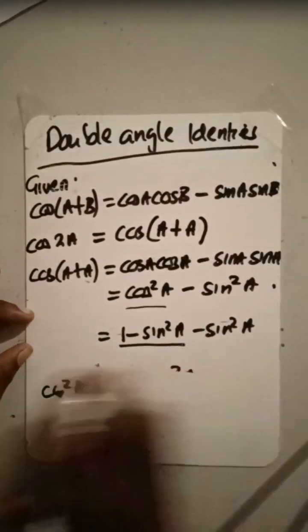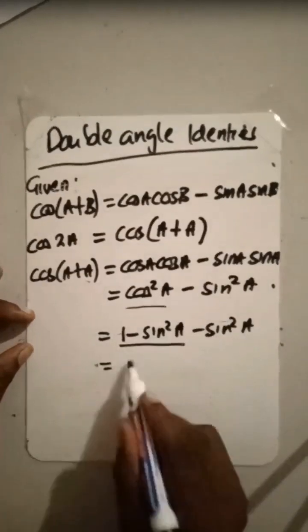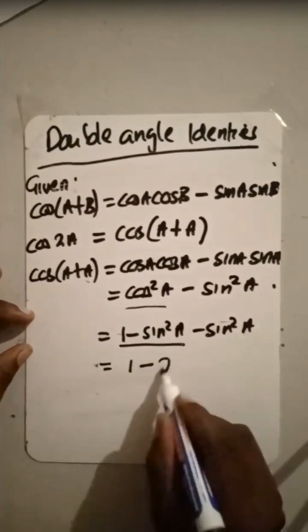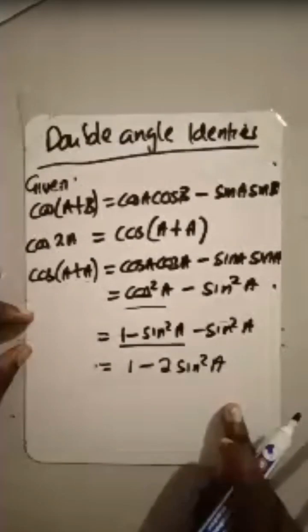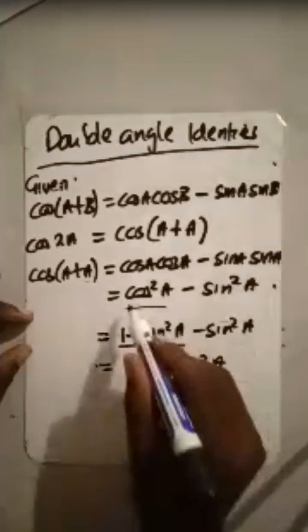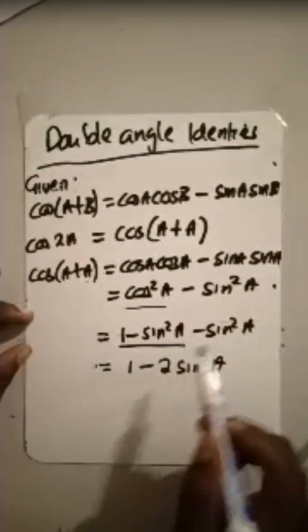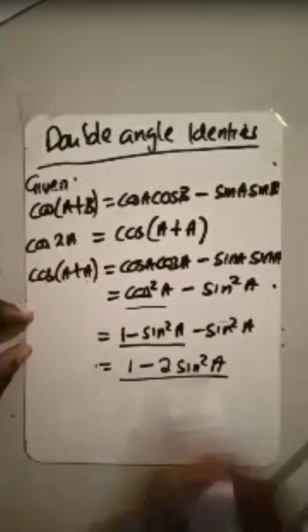Okay? So from there, like terms. So 1 minus, remember this is minus, so it's going to be minus 2 sin squared A. That is where we get the other one, from saying cos squared A is the same as 1 minus sin squared A. I emphasized it when we were starting. So this one is the other identity.